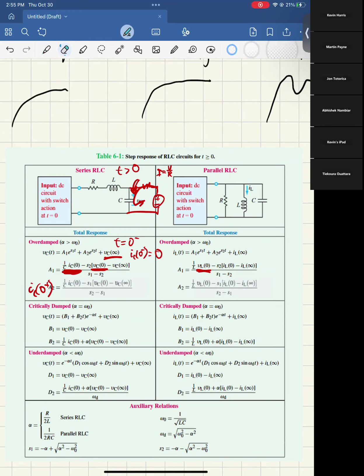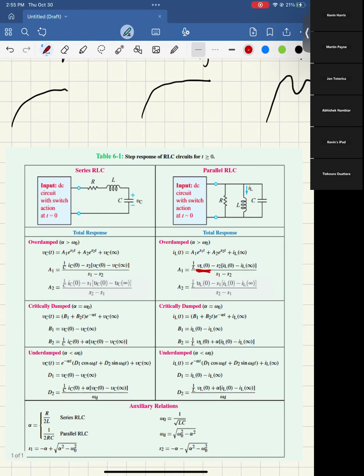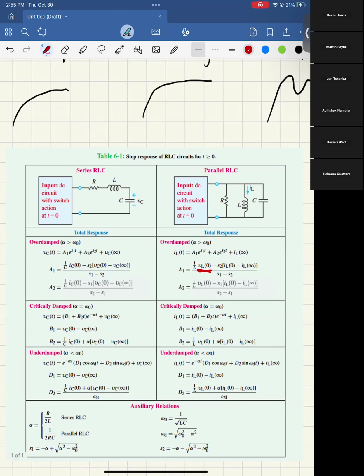And similarly, you have the same thing, but in reverse, for the inductor, where the voltage across the inductor can change instantaneously. It's just the current that can't change instantaneously. So it's the same thing, just in reverse. If that comes up, I'll go over it. Just keep that in mind and try to figure that out.